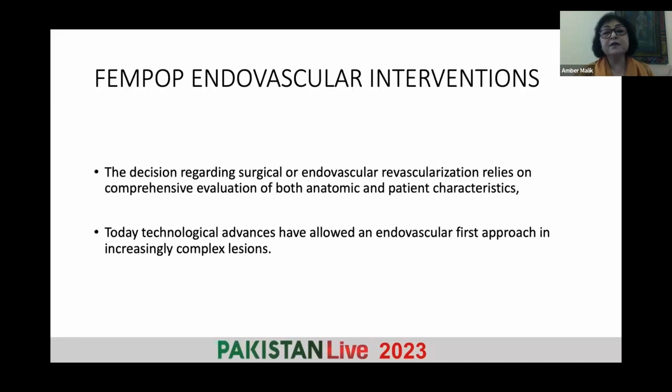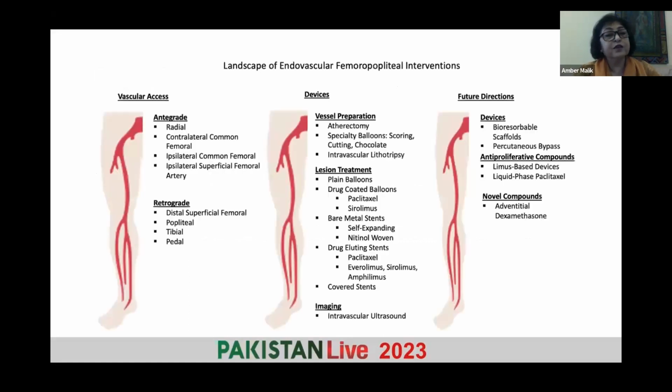The decision regarding surgical or endovascular revascularization relies on comprehensive evaluation of both anatomic and patient characteristics. And today, as I mentioned earlier, technological advances have allowed an endovascular first approach in increasingly complex lesions. I think it's important to understand the fempop landscape and the stresses taken by the fempop region. So we start initially from vascular access, we move on to devices, and then we will go on to future directions.